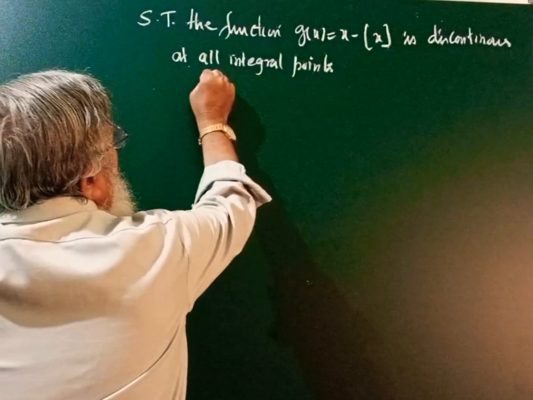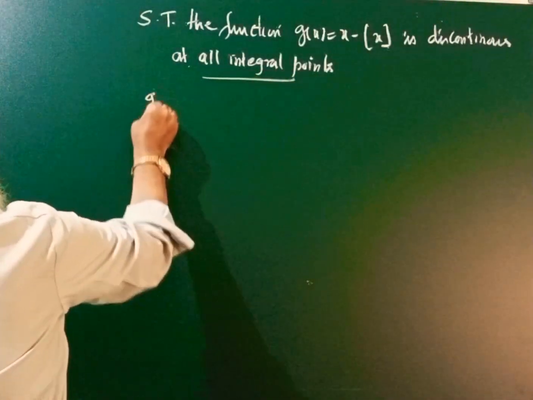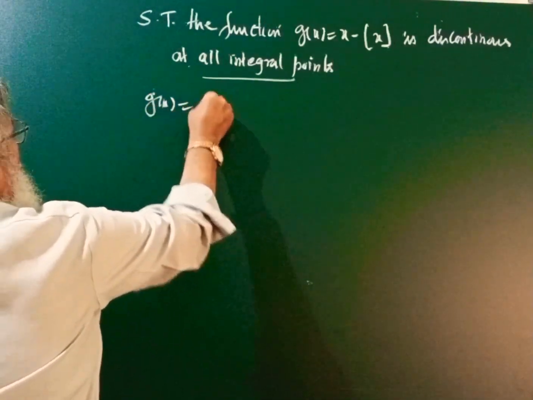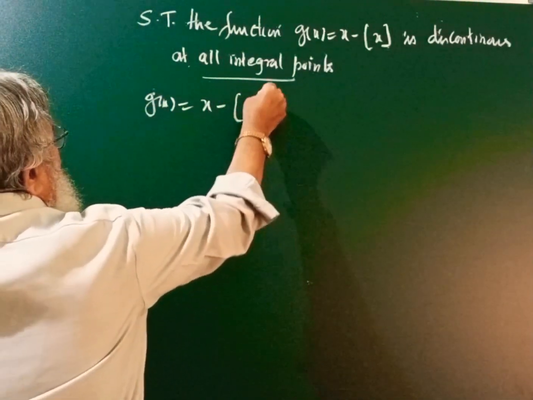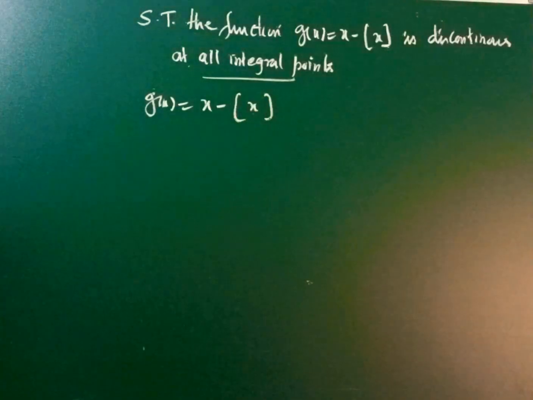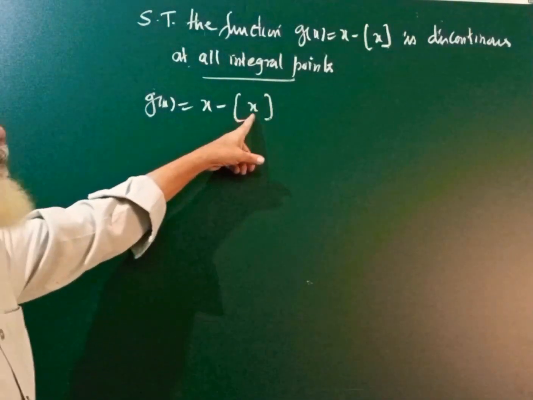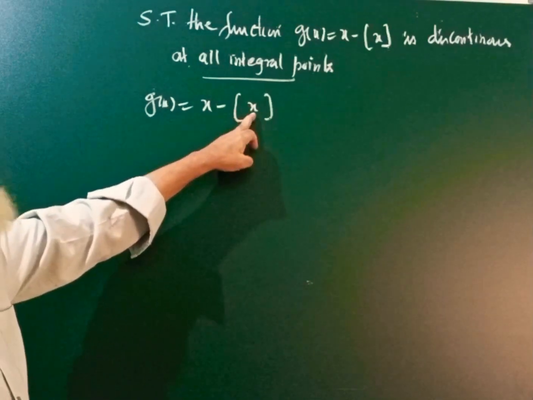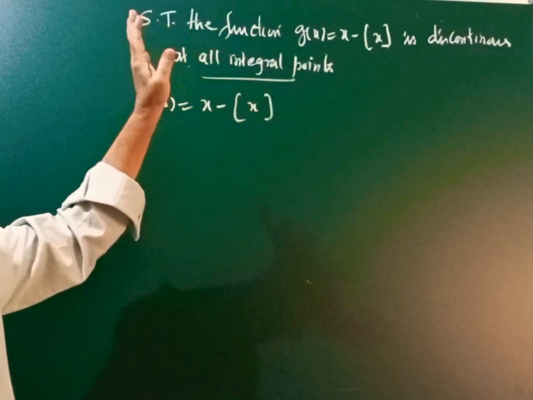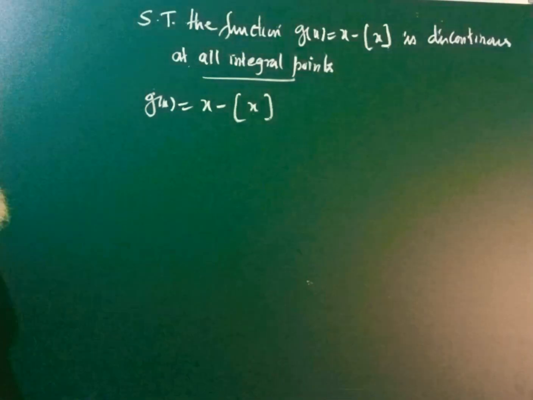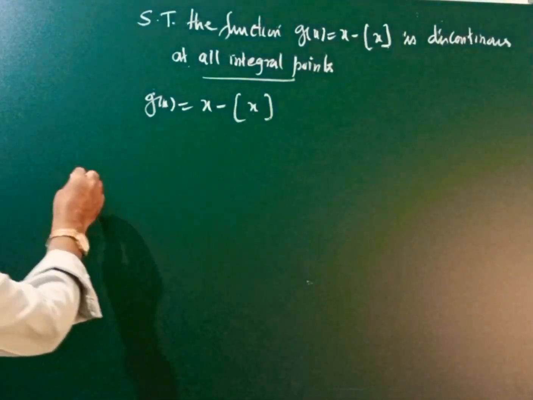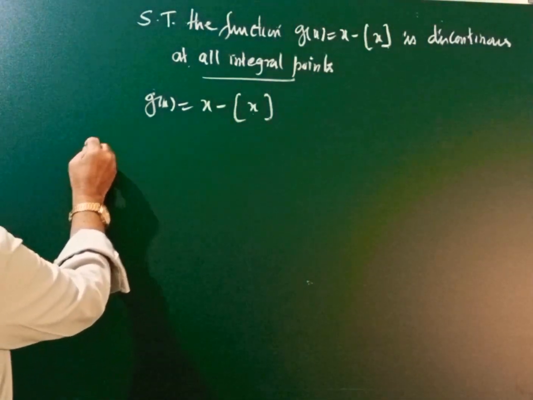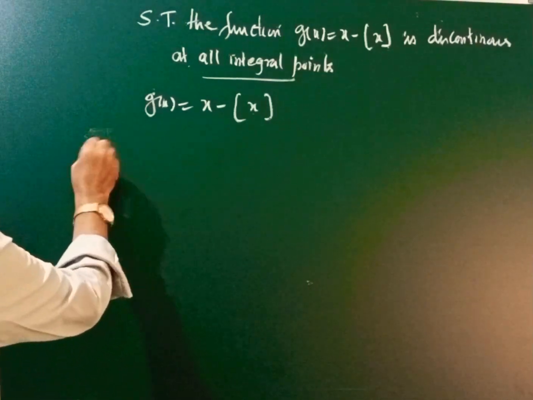Here g(x) is equal to x minus the greatest integer function of x. We know the value of this function is less than or equal to x. So when it has some fraction, only the integral value we take here. We know already what the greatest integer function is. Let c be an integer.